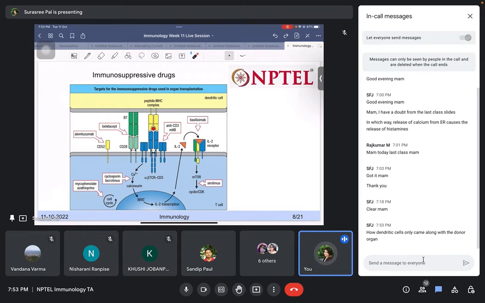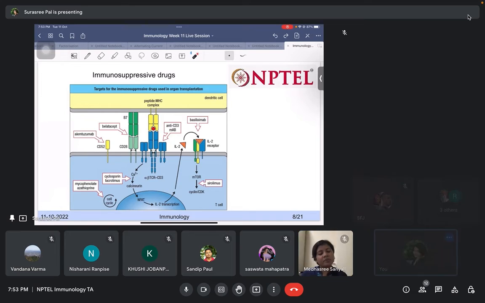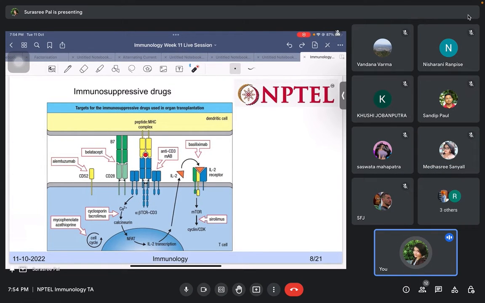How do dendritic cells come along with the donor organ? No, all types of cells actually come. There can be multiple other antigen presenting cells also. But dendritic cells, as you know, can activate the T cells and the B cells, right? So the role of dendritic cells is quite important in this case. Can we move on? Any other doubts from here?